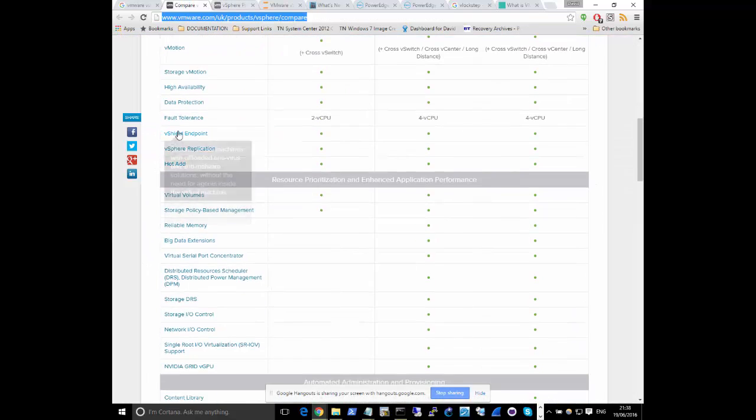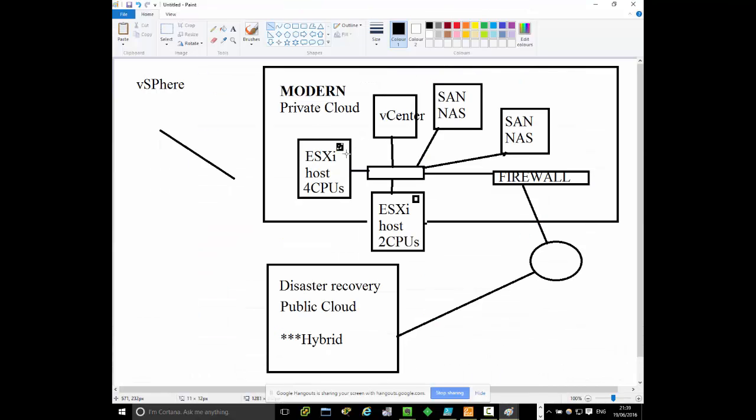Next one, vShield Endpoint. So this one is mainly you can have your antivirus product. So rather than your antivirus product running within each virtual machine, if you think about it, so you have this host here. So this host has multiple virtual machines on it.